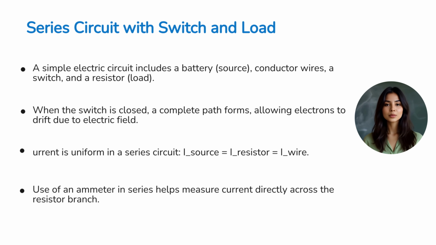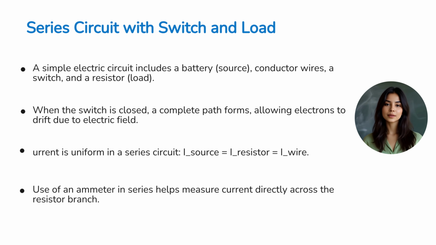Let's picture a simple electric circuit. Imagine a battery, some wires, a switch, and a resistor that acts like a load, say a bulb. When the switch is open, the path is incomplete and no current flows. It's like a broken bridge. But as soon as you close the switch, the circuit closes into a loop and electrons start drifting through, propelled by the electric field inside the conductor.